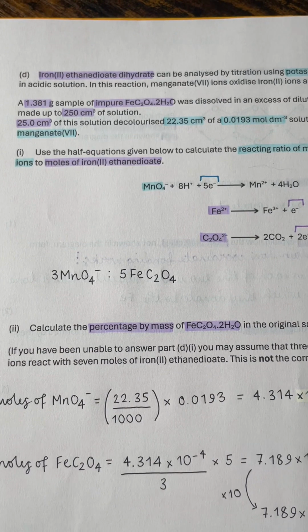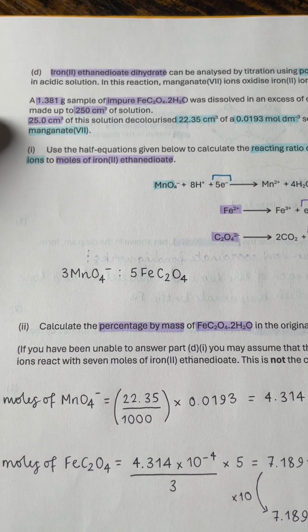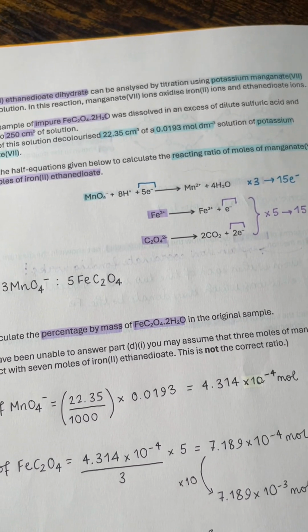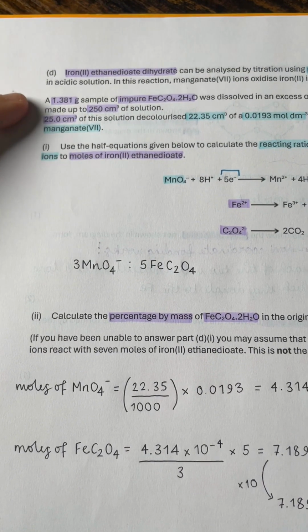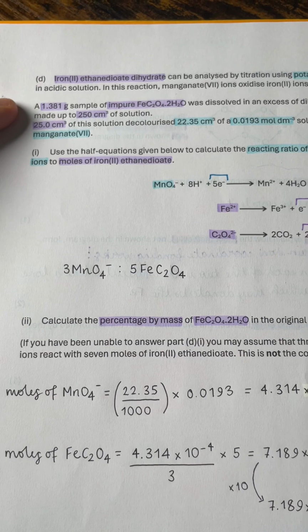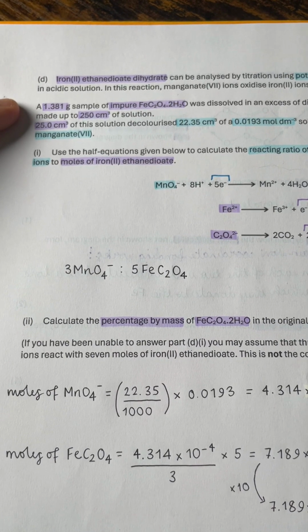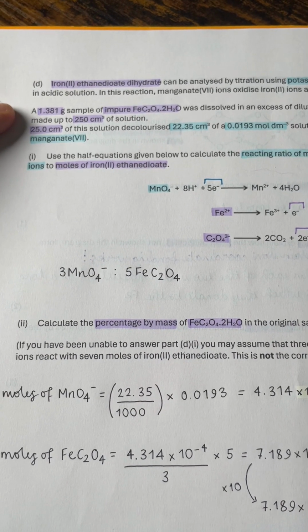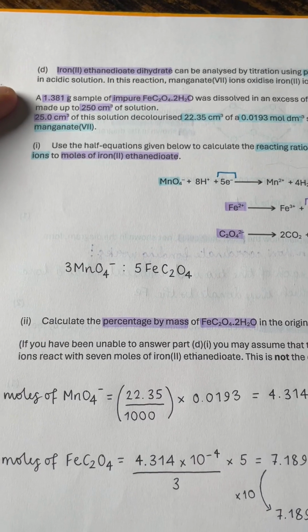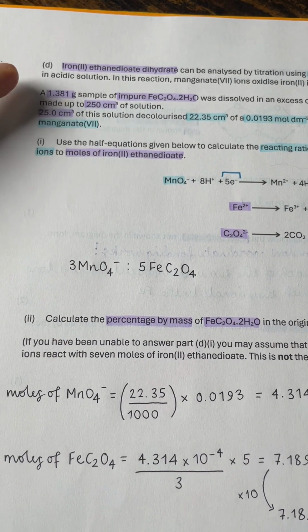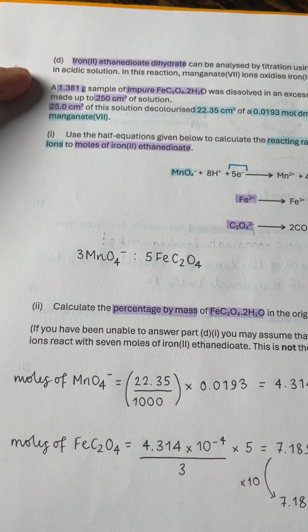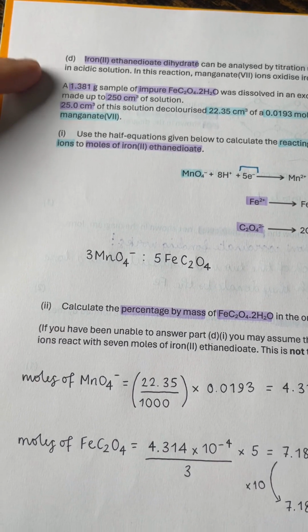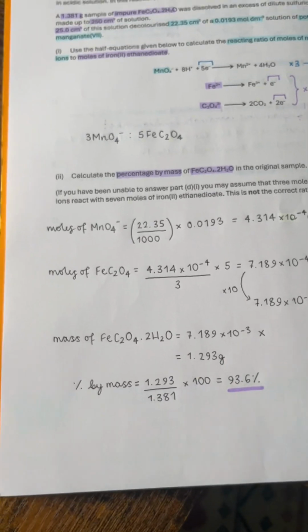The impurities will not. So if we then work backwards from the last piece of information we were given, which was about the potassium manganate, we can then get a mass for the FeC2O4.2H2O that reacts with that amount of manganate. We can then work out the moles in the 250 centimetres cubed solution. Then we can get a mass from the MR and then compare that mass to the mass of the impure sample. And that's exactly what I've done down here.